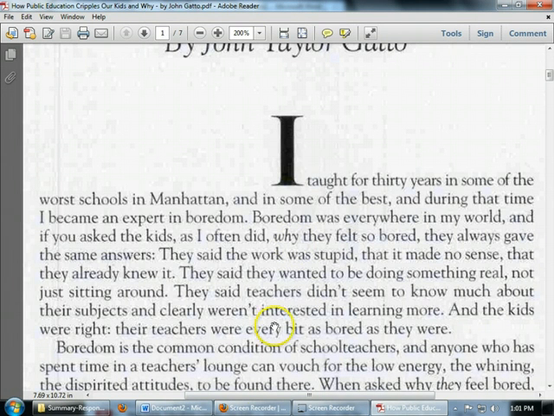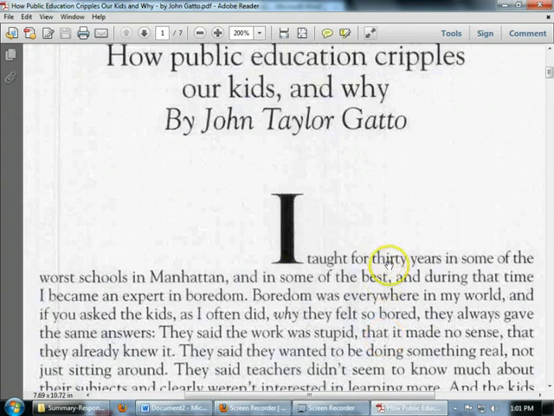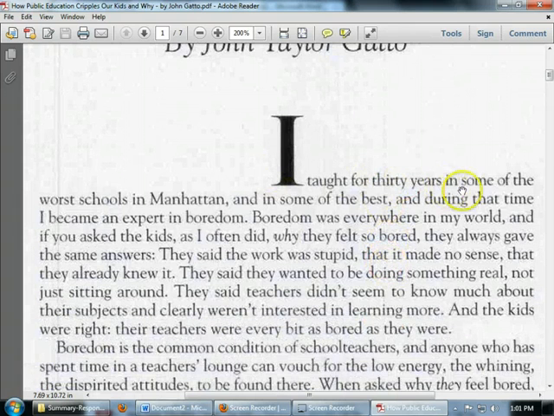So let me show you what a few of these gist statements look like. This is our article and the first paragraph here. "I taught for 30 years in some of the worst schools in Manhattan and in some of the best, and during that time I became an expert in boredom. Boredom was everywhere in my world, and if you asked the kids, as I often did, why they felt so bored, they always gave the same answers. They said the work was stupid, that it made no sense, that they already knew it. They said they wanted to be doing something real, not just sitting around. They said teachers didn't seem to know much about their subjects and clearly weren't interested in learning more. And the kids were right. Their teachers were every bit as bored as they were."